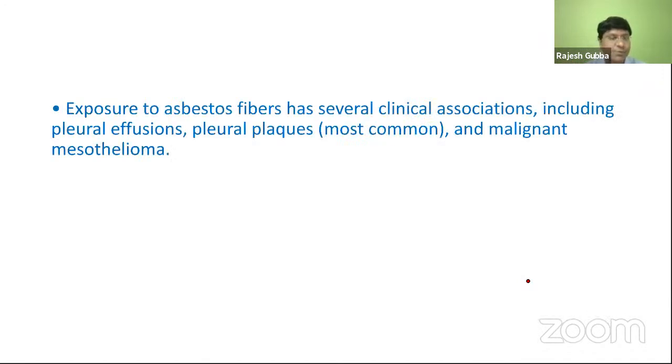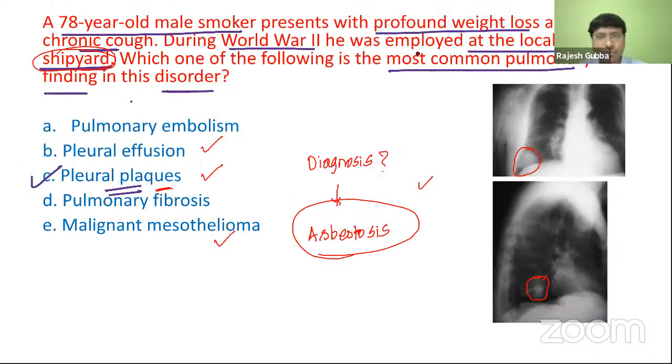So now asbestos exposure can have all these three. Pleural effusion can be there, pleural plaques can be there, and malignant mesothelioma also can be there. But which is most common? Most common is pleural plaques. Now, what is the question asked? Most common pulmonary finding is asked. So what is the most common pulmonary finding? The pleural plaque.